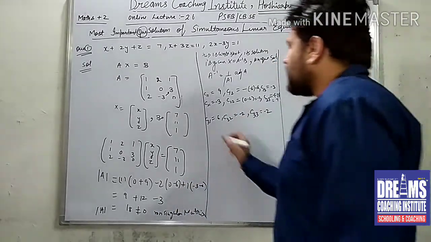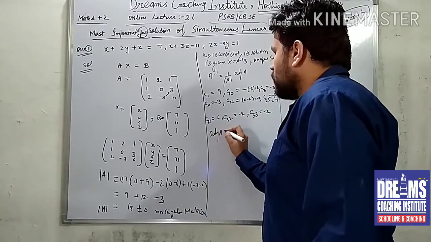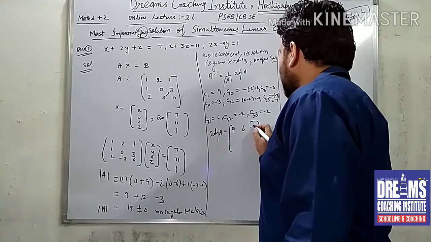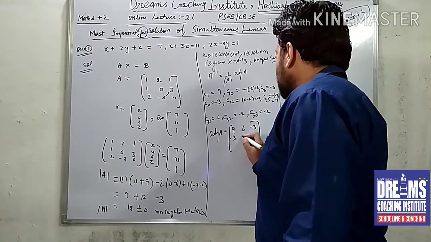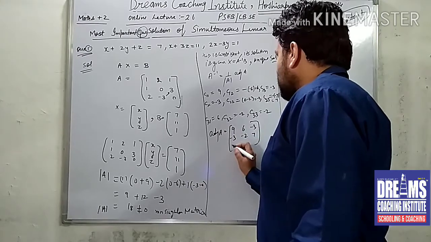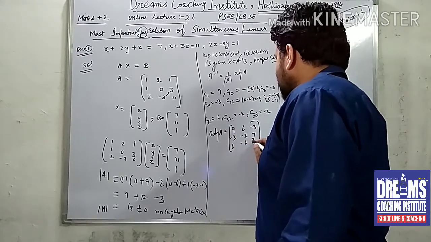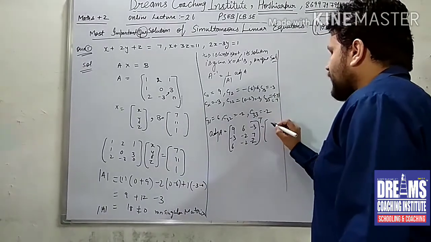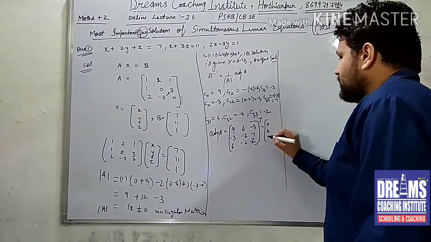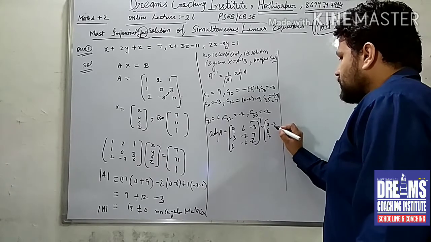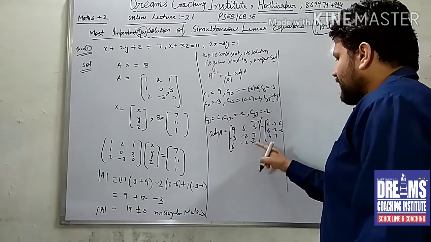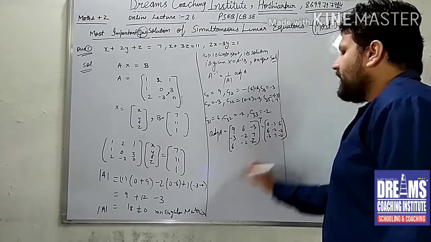So these are the cofactors, and adjoint of A is the transpose of the cofactors. So the cofactors are 9, 6, minus 3, minus 2, 7, 6, minus 2, minus 2. Taking the transpose of these elements to find the adjoint: 9, 6, minus 3, minus 3, minus 2, 7, 6, minus 2, minus 2. So this will be the adjoint of A.